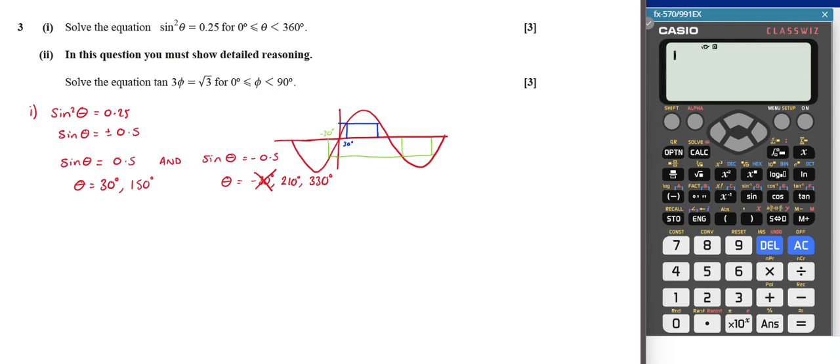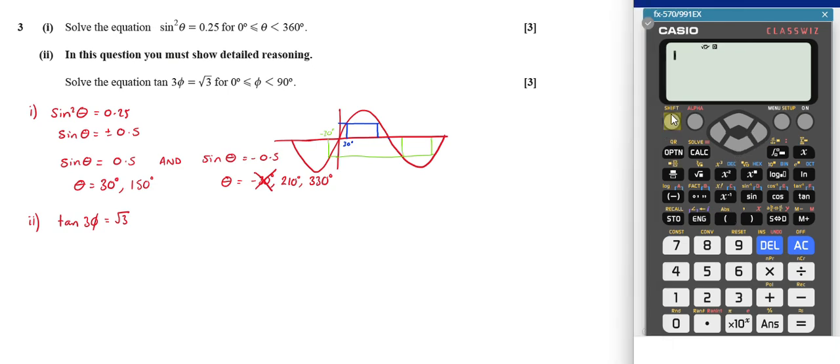Part 2 then. It says detailed reasoning. You can't just shove this into a solver. We have got that tan of 3 phi is root 3. Now again, you might know inverse tan of root 3, but let's do it anyway. So inverse tan of root 3, that's 60 degrees. So we know that 3 phi is 60 degrees. Remember, we are going to inverse tan first and then do the division by 3. But because we're going to divide by 3, we need to triple our range that we're looking for answers in.